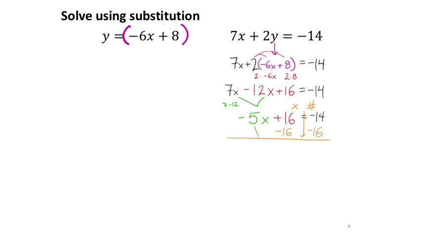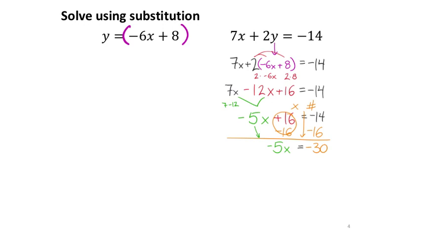So now I can take my negative 5x's and drop it. 16 minus 16 is 0. That was planned. We had planned that out before. We dropped the negative 5x. And then this is going to equal negative 14 minus 16. Put that in the calculator. Negative 30.